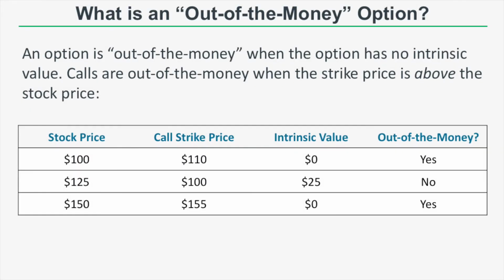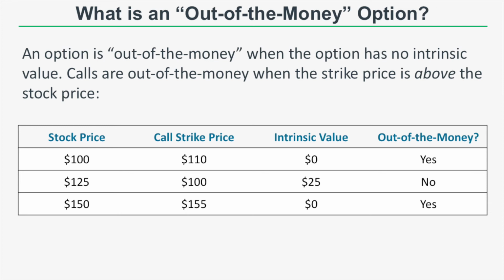Alright, now let's finish up with out-of-the-money options. Now, out-of-the-money options are options with no intrinsic value, and that means calls are out of the money when the strike price is above the stock price. So if we're looking at a stock that's $100 and we're looking at a call option with a strike price of $110, that call has no intrinsic value and is therefore out of the money.